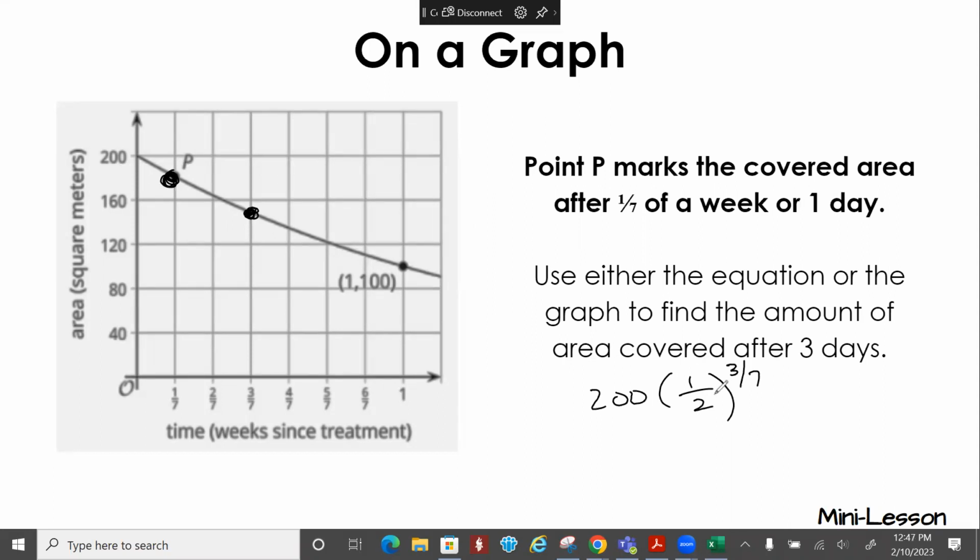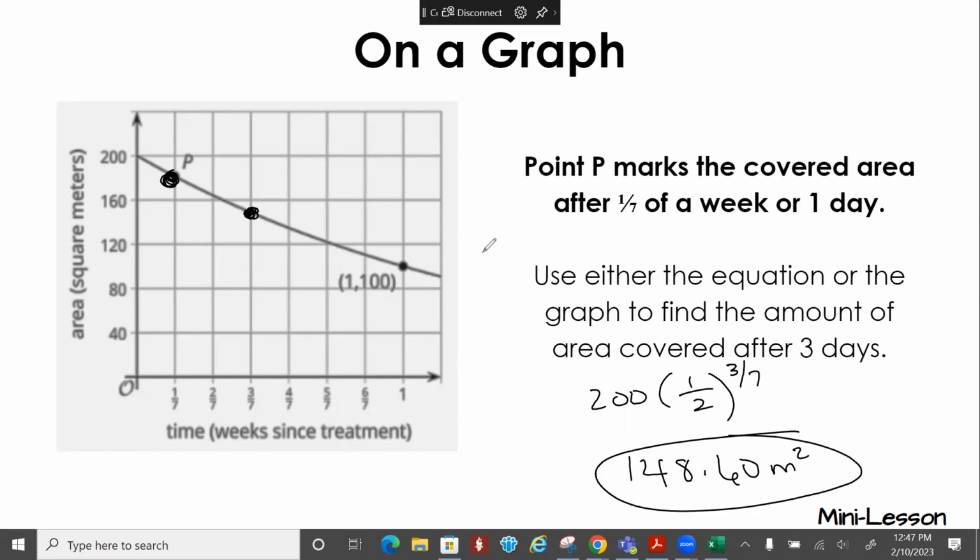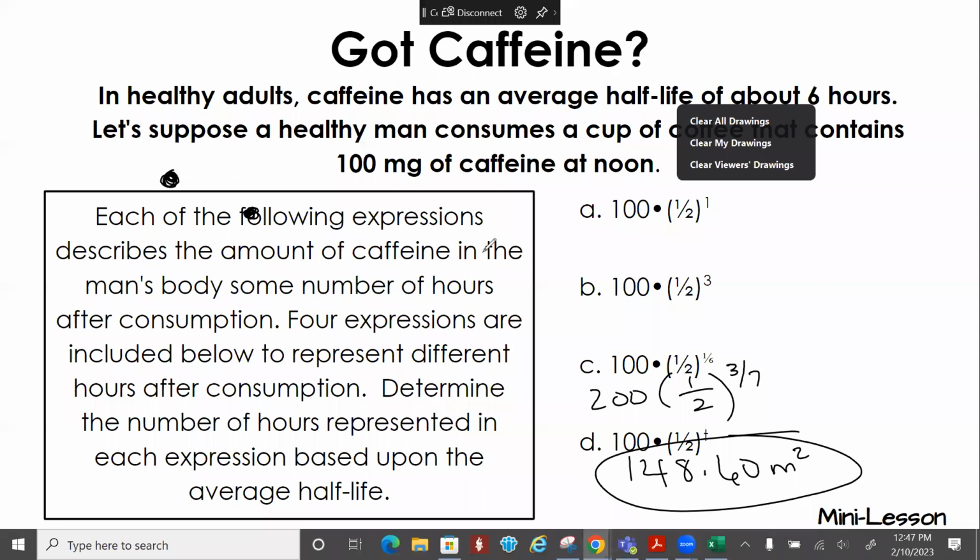And so that would give us 148 point, we're going to round that to 60 meters squared. Oh, lots of reading. Okay.